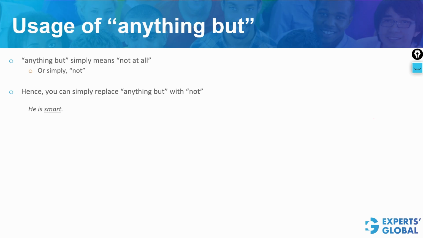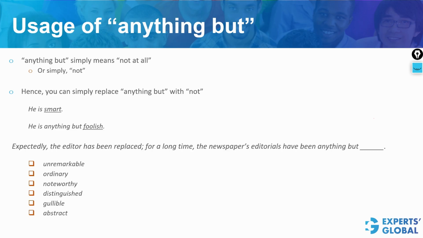Let's take an example here. He is smart. Now, if we deploy the phrase anything but, the expectation reverses. Therefore, he is not foolish. Look at this example here. Please pause the video and solve it. First things first, we replace anything but here with simply not. That's how we will read this sentence.